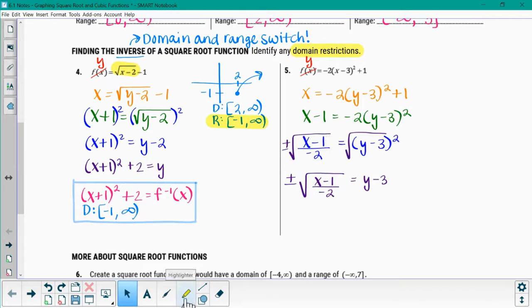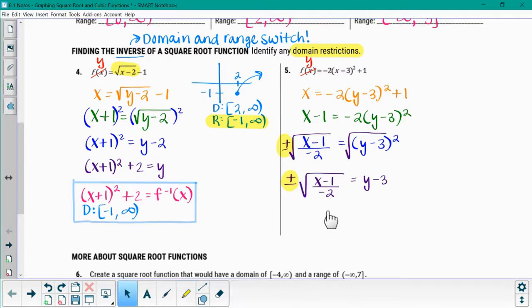Now, the important thing to remember here, because our square roots tend to be tricky, is that when you are solving and creating your inverse equation, you have to include plus or minus. If you do not have plus or minus, it is not correct because I'm starting with a parabola. I don't just want a singular square root piece.